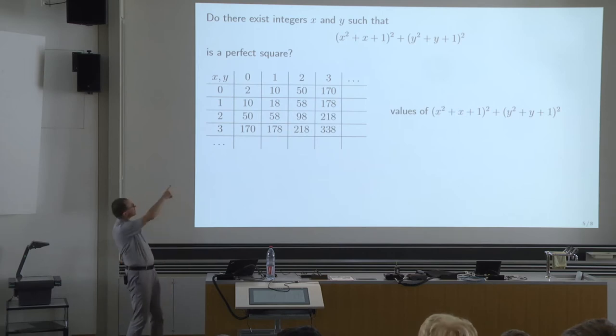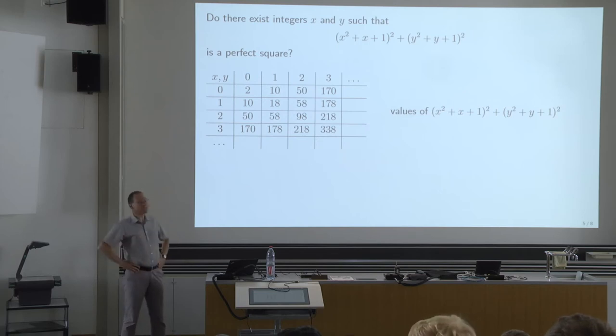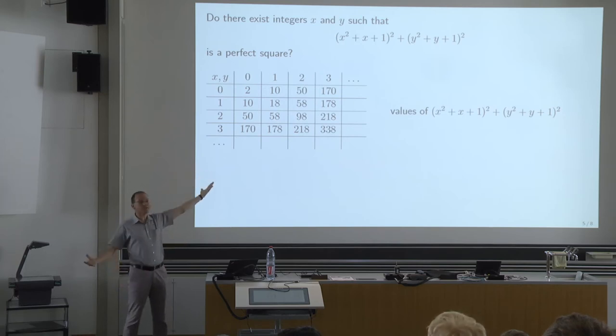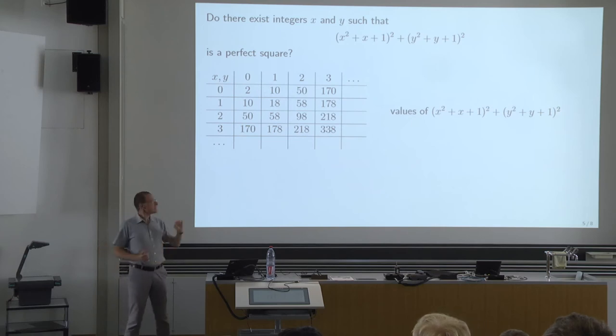Do you recognize, by the way, in this table, a perfect square? No, none of these is a perfect square. What is your hypothesis now? Is it possible that this expression becomes a perfect square ever? No, absolutely no. Now prove. Prove that this expression is never a perfect square.